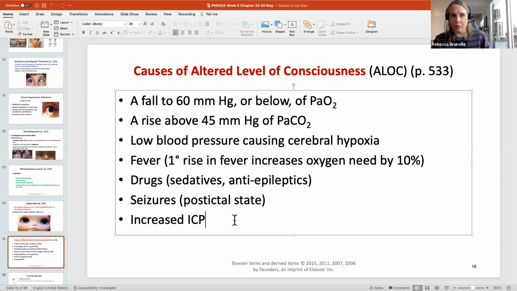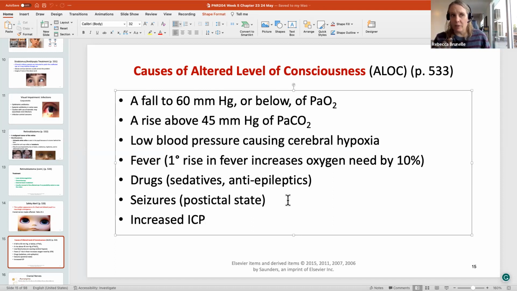So, worst case scenario, increased intracranial pressure can lead to altered levels of consciousness, but a lot of things could also lead to altered level of consciousness. You need to make sure you're aware of them. So you're not having a normal oxygen and carbon dioxide level, having a low blood pressure. And just remember that when you have a fever, that increases your body's oxygen needs, so you can become hypoxic because you have a fever. Certain drugs, sedative drugs or anti-epileptic meds, can cause altered level of consciousness.